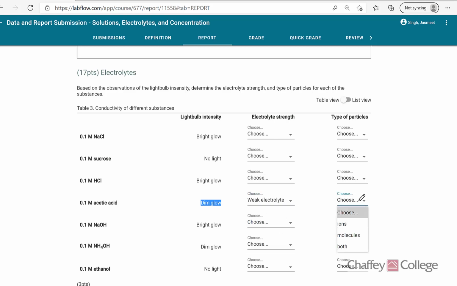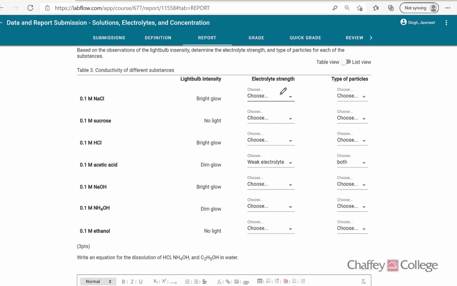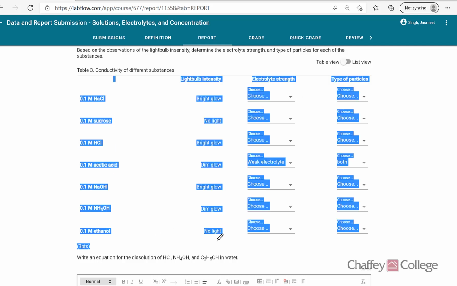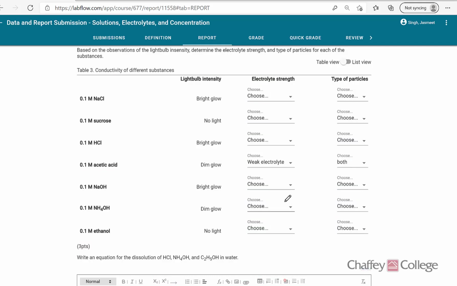In a weak electrolyte, the particles contain both ions and molecules. In strong electrolytes, we have only ions. In non-electrolytes, we have only molecules, and in weak electrolytes, we have both ions as well as molecules. So similarly, you will choose appropriate answers and find out whether all these solutions belong in the non-electrolyte category or the strong or weak electrolyte category.